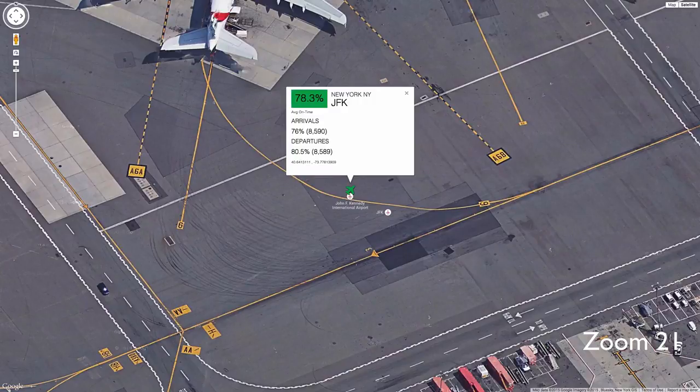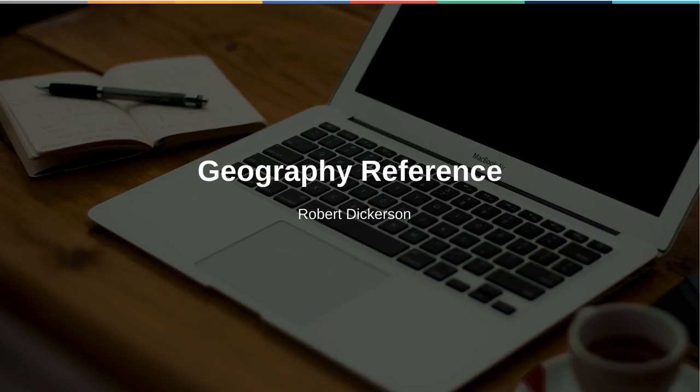In this lesson, we had a brief geography review and reviewed some of the concepts that will apply when using the Google Maps API. In the next lesson, we will start coding with the API and create our first map.